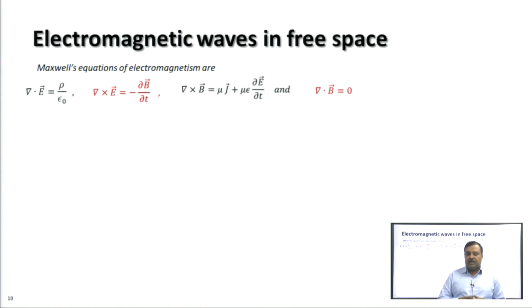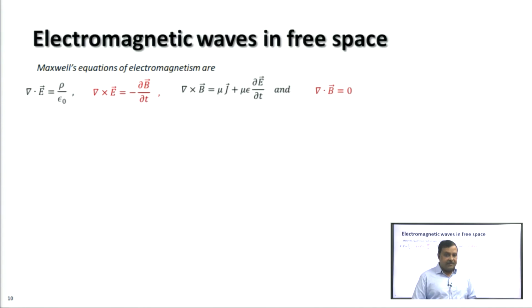So, these equations are highly important. Maxwell's contribution is most highly important in electromagnetic waves, electromagnetic field theory. So, these are the 4 Maxwell's equations: del dot E equal to rho by epsilon 0, del cross E equal to minus delta B by delta t, del cross B equal to mu J plus mu epsilon delta E by delta t, and del dot B equal to 0.